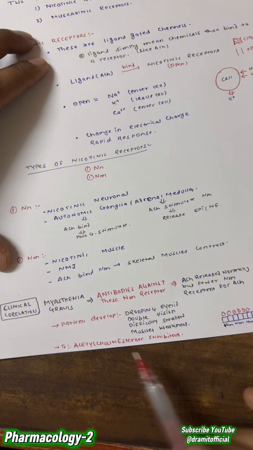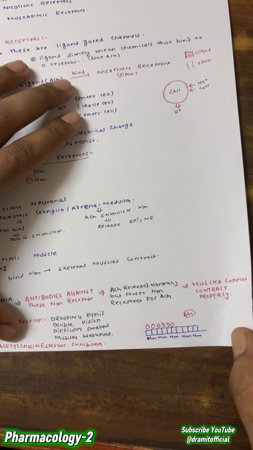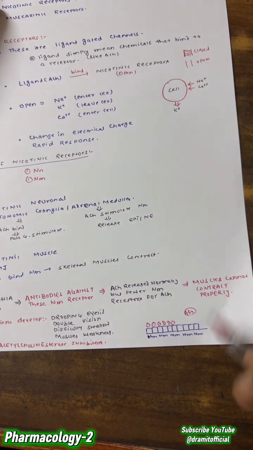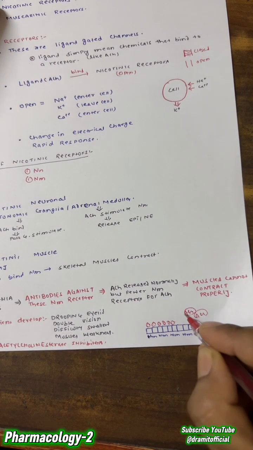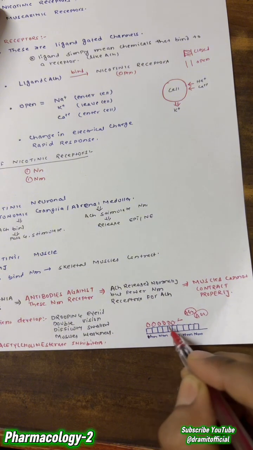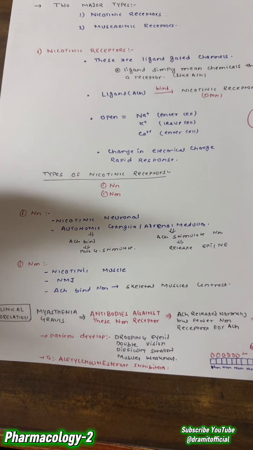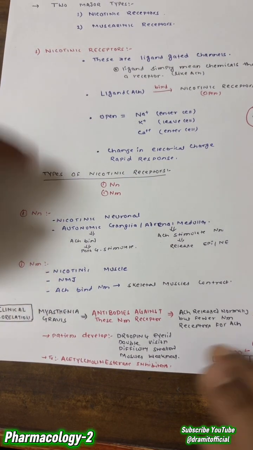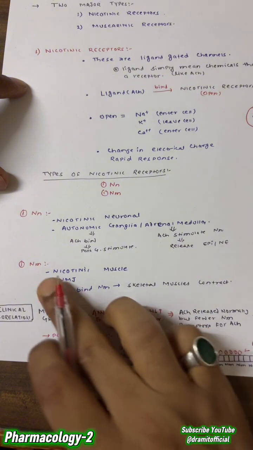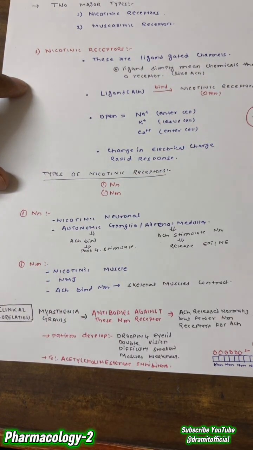In those conditions we will give an acetylcholinesterase inhibitor. Why? Because when we give an acetylcholinesterase inhibitor to those patients, the ACH will not get destroyed. More and more ACH will accumulate over here, and it will push these antibodies away and start occupying this space. So whenever a question asks what happens in myasthenia gravis, the body starts forming antibodies against these NM receptors. So this is about NN and NM receptors.